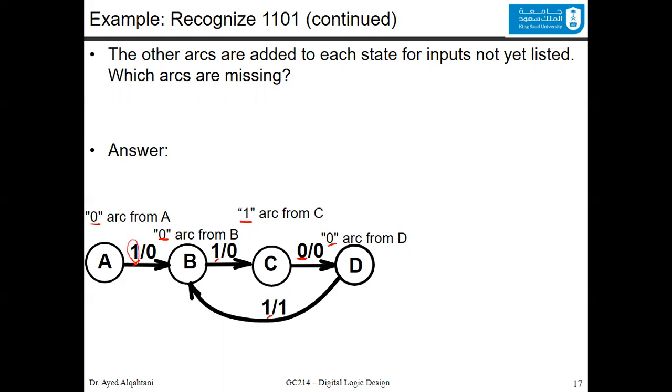Since you have one input, if one of the inputs happens, you already drew the arc here. So we have 4 arcs in the state diagram currently, and we need to add 4 more arcs. To understand this in another way, for each state, there should be 2 arcs going out from it, because the number of inputs is 1, and 2 to the power of 1 is equal to 2. So there should be 2 arcs going out from A, 2 arcs going out from B, and so on. Currently, each state has only 1 arc going out from it, because we built it using the idea of recognizing this sequence. Now we do this easily as follows.